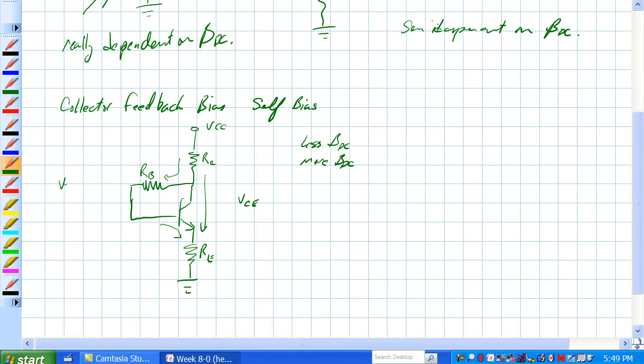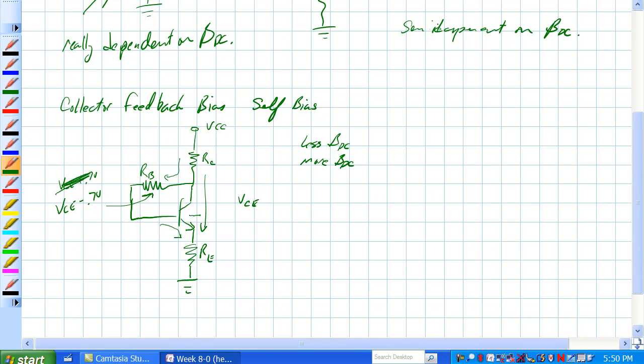So the voltage drop here is VCE minus, plus 0.7 volts. No, it's just VCE minus 0.7 volts is the voltage drop across this guy.